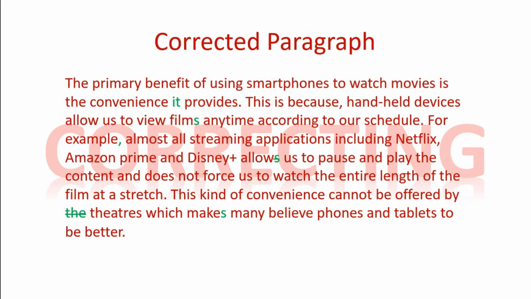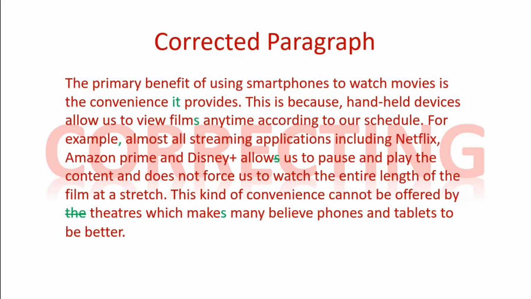Later comes the subject-verb agreement mistake. Since we are talking about multiple OTT platforms such as Netflix, Amazon Prime and Disney Plus, we need to use allow instead of allows. Since allows is used to refer to singular subjects while allow is used to refer to plural subjects. Then comes an article usage mistake where the is inappropriately used. Theatres should not be prefixed with the over here, since we are not talking about any particular theatre, but we are talking about theatres in a general manner.